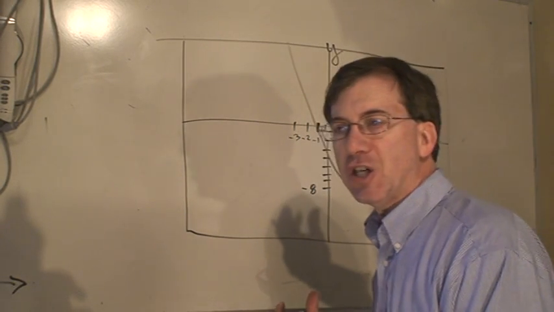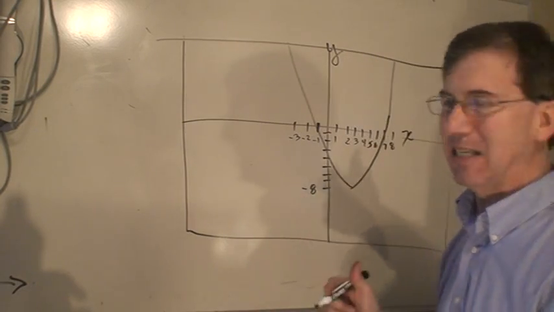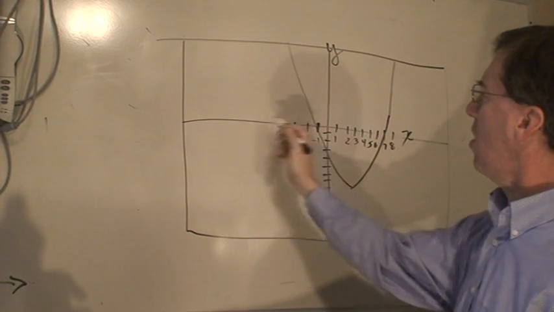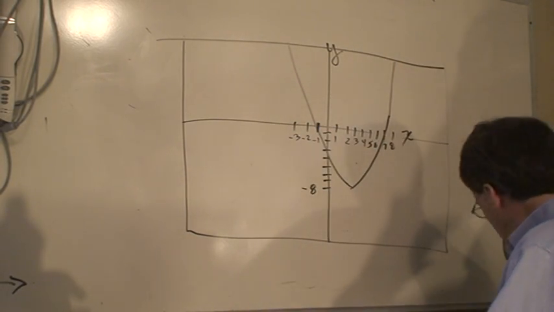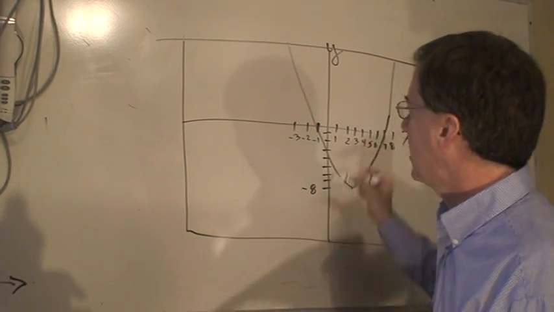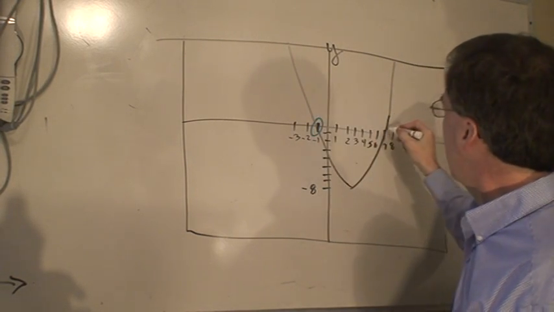Well, the solutions are going to be where the graph intersects the x-axis. Now, the x-axis is the horizontal axis. The vertical axis is the y-axis. So I want to see where my parabola here, in this case, is intersecting the x-axis. It's intersecting there and there.